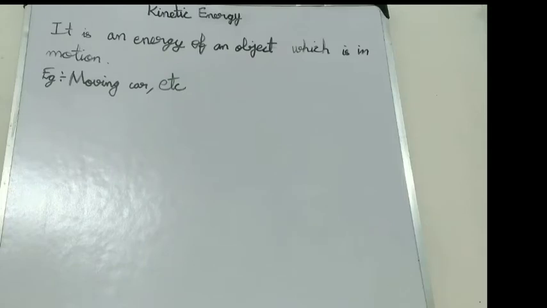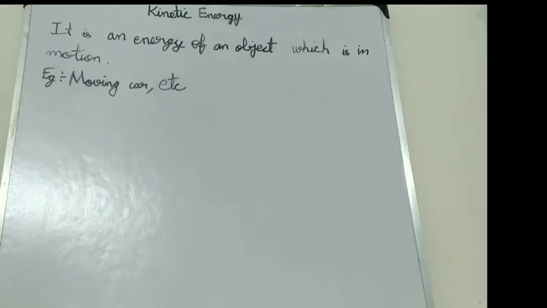And I'll tell a few words about potential energy. Potential energy is energy of an object which is not in motion. If an object is not in motion, how much work can it do? That is potential energy. But kinetic energy is produced during motion. So how do we derive the formula of kinetic energy?